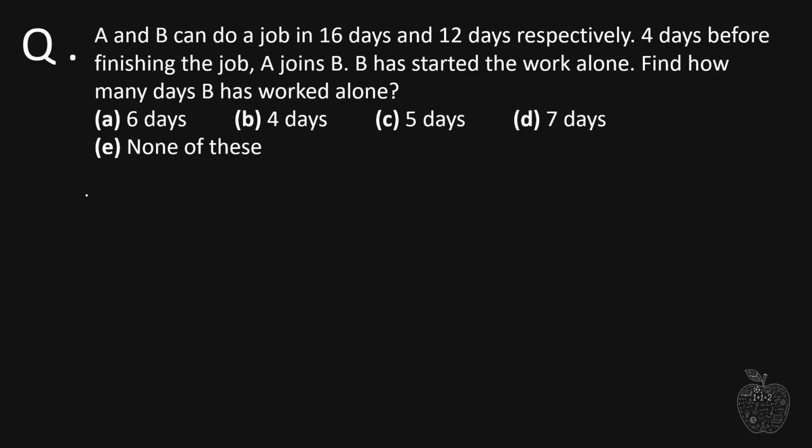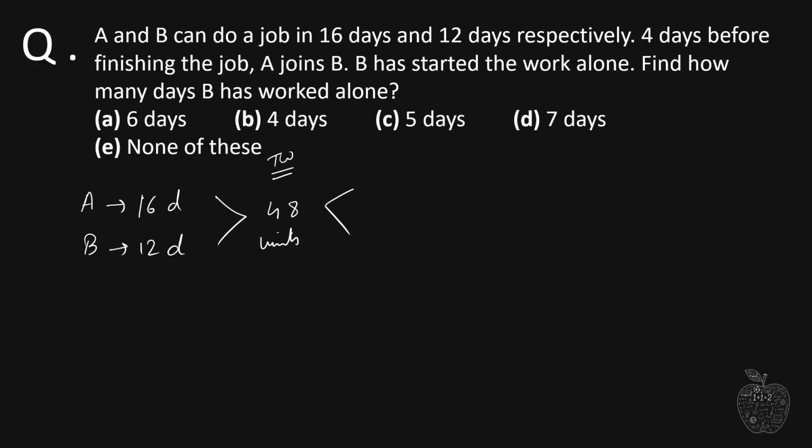Okay, so A and B can do a job in 16 and 12 days respectively. So A can do it in 16 days and B can do the entire job in 12 days. So let's take the LCM here. I hope you know how to calculate the LCM. So the LCM is 48, and let's assume this 48 is the total work, 48 units, right?